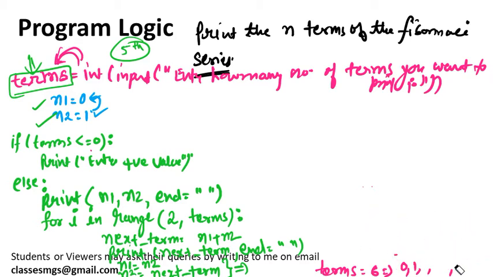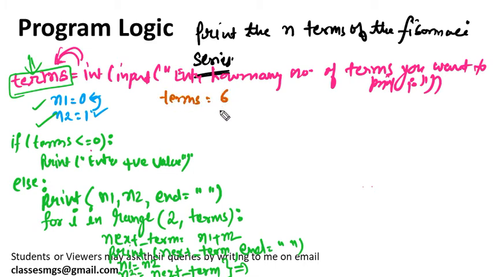Let's suppose the user has entered the value of terms as 6. Let's suppose he wants to print 6 terms. What he actually wants is 0, 1, 1, and this will be the third term, then this will be the fourth term, this will be the fifth term, this will be the sixth term. He wants a series like this. So what will be the n1 value?